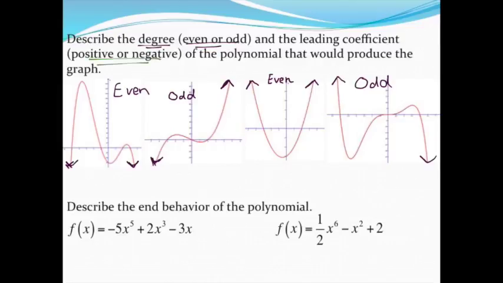Sticking back with our evens, since both ends pointed down, that would be an indication that not only is it even, but it's an even negative polynomial. On the other hand, if both ends point up, that's an even positive leading coefficient.